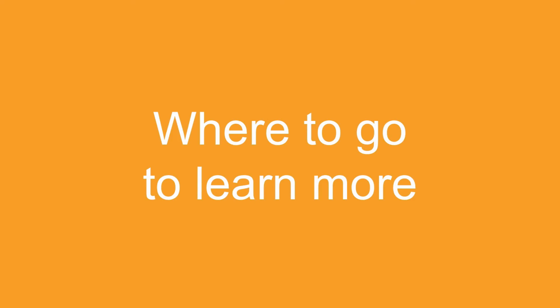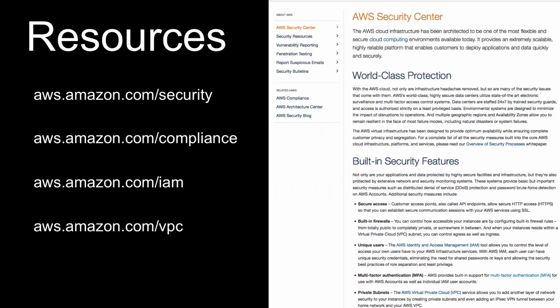Other resources that you may wish to use if you want to learn more about security at AWS. Here are some useful links. So the Amazon Web Services Security Center, the Amazon Web Services Compliance Center, and comprehensive product documentation for IAM and VPC, which have been quite big focus areas within this session today. The other services that we've mentioned during today's session all have security documentation associated with them in their own documentation sets.